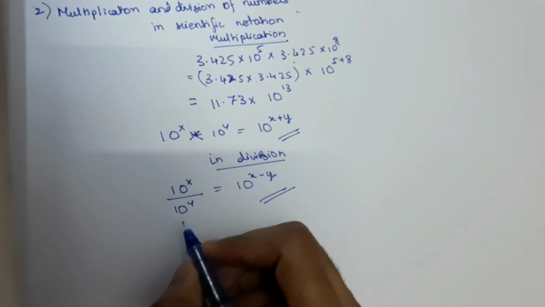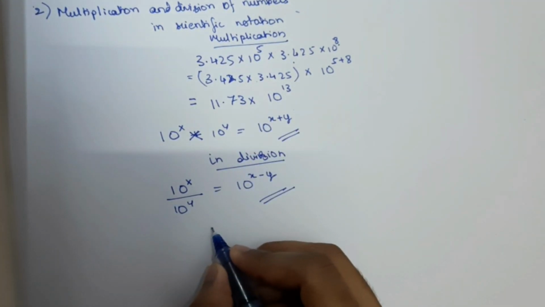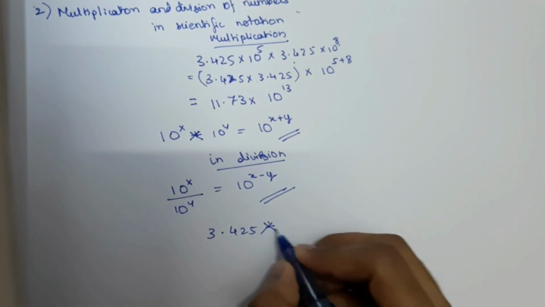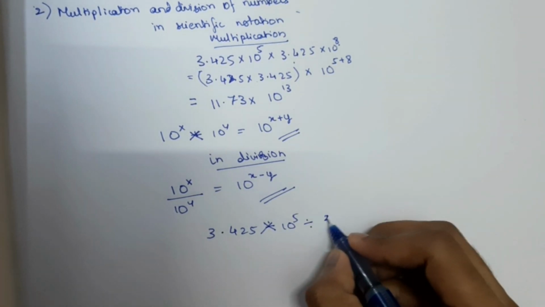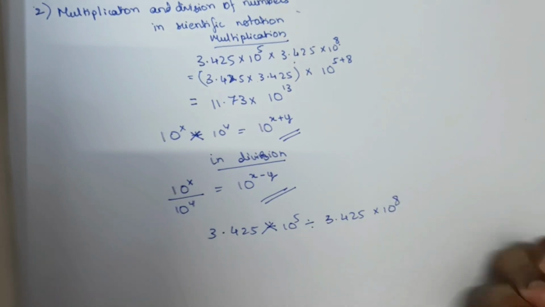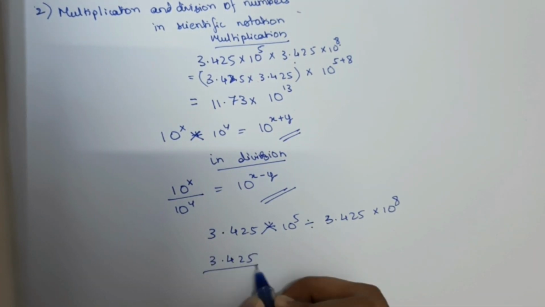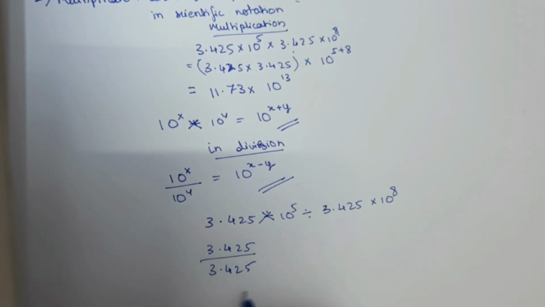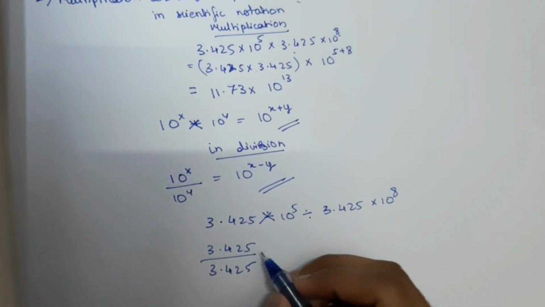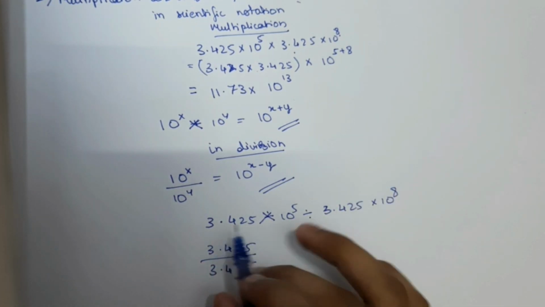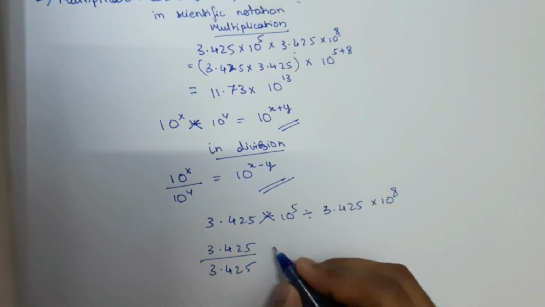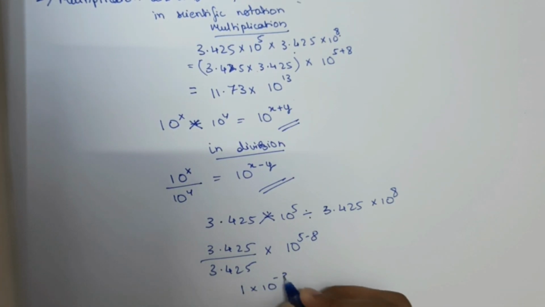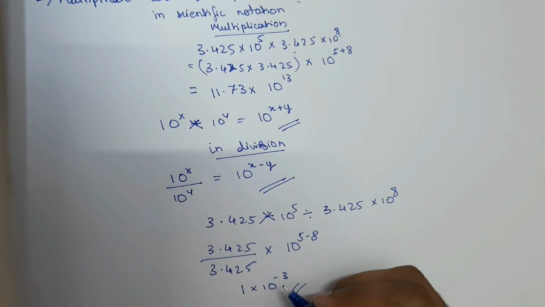Let's take the same example. If we are dividing, then 3.425 times 10 raised to 5 divided by 3.425 times 10 raised to 8, we get 3.425 divided by 3.425. You can see how the normal numbers are divided, like you would divide normal numbers, and then multiplied by 10 raised to 5 minus 8. So this should give you 1 into 10 raised to negative 3. That's the value. Hope you guys understood.